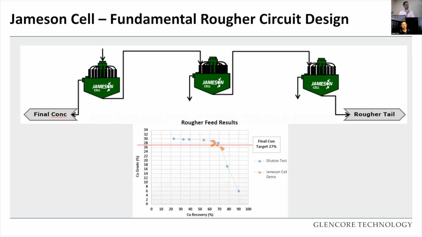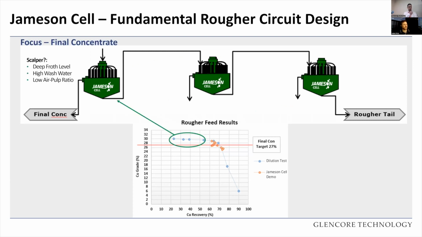So looking then at the fundamentals of that circuit and how that may be designed, and the end result potentially in reality. Based on this particular rougher 3-stage dilution cleaner test performance curve, which we see down the bottom, in this scenario we would look to add a scalper, because a final concentrate grade can be achieved at quite a high recovery, possibly up to even the 60-70% range.